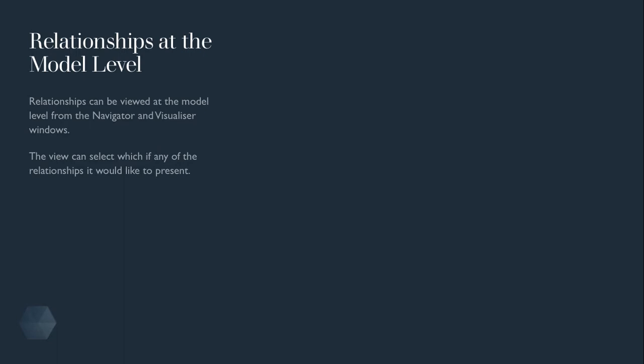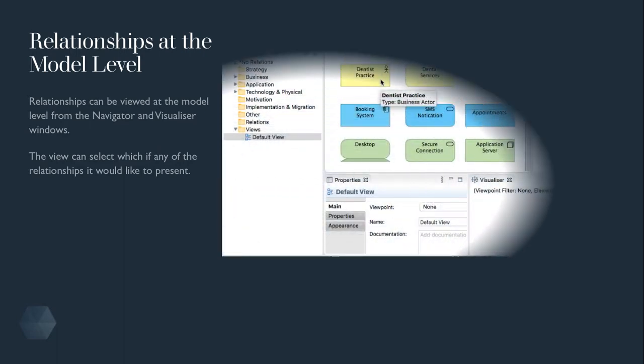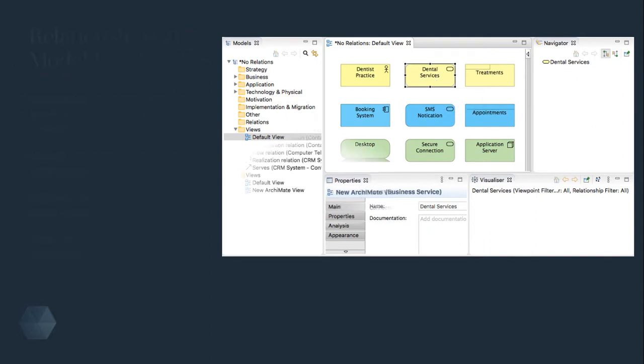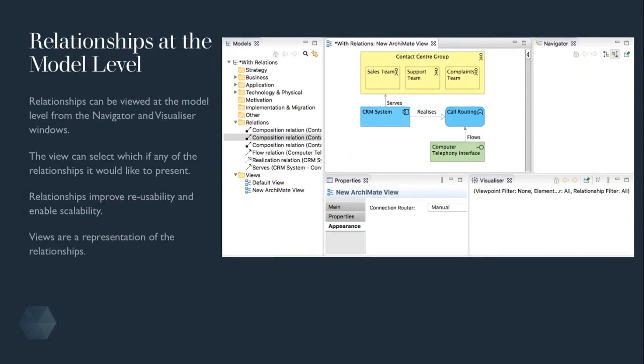If we open up Archi for a second and use a model with no relationships, we can see, as we click on each of the objects, that neither the visualizer nor the navigator have any relationships to show, as you would expect. Let's use a model with relationships.